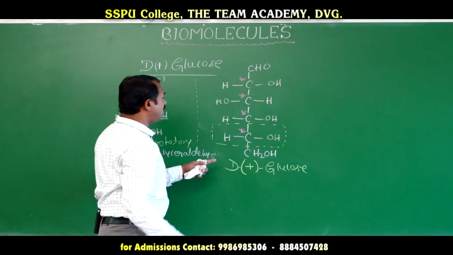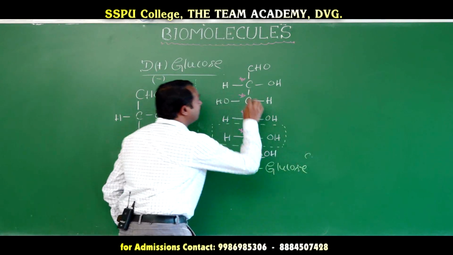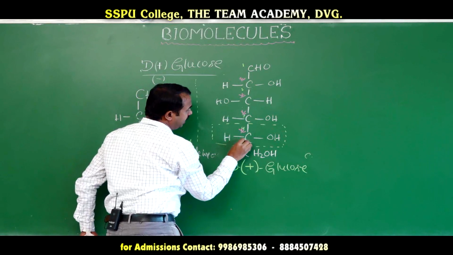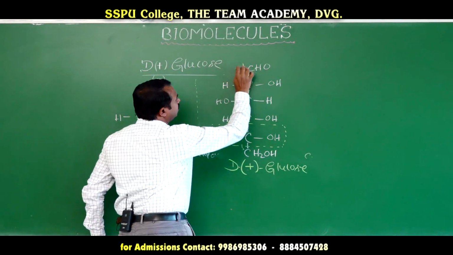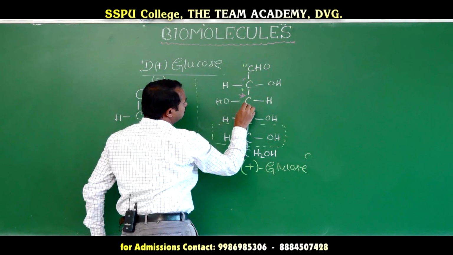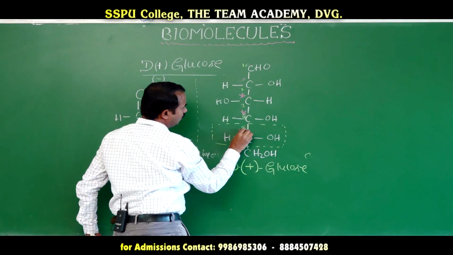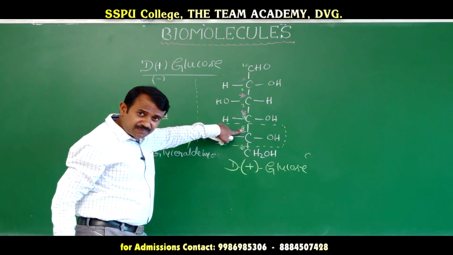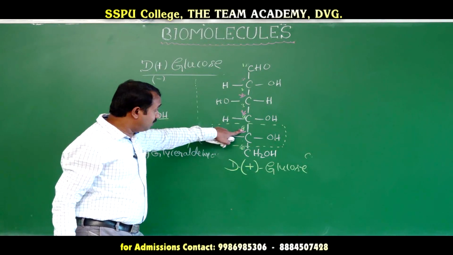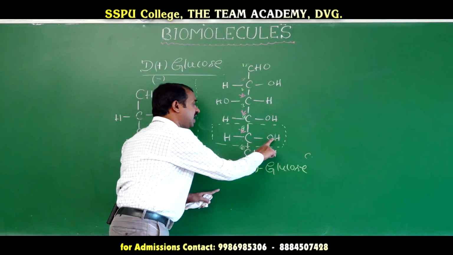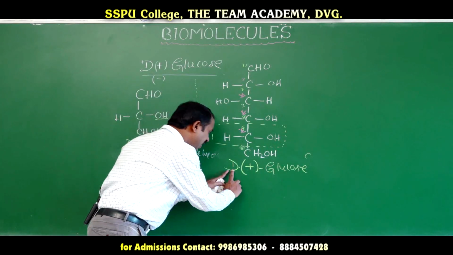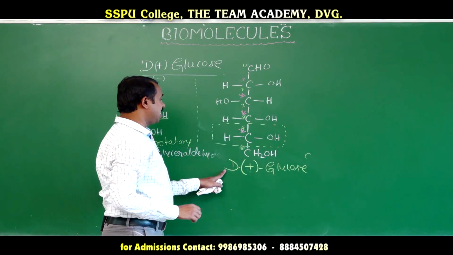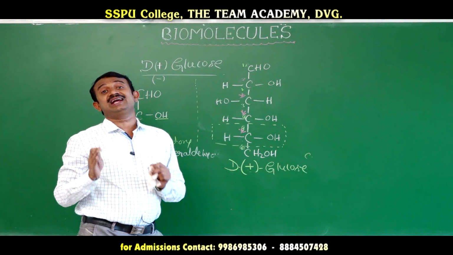Okay, which carbon do we consider? Numbering 1, 2, 3, 4, 5, 6, there are 6 carbons. We take the optical active 5th carbon, and it has the hydroxy group on the right side. That's why we call it D plus glucose. This is the optical active DL configuration.